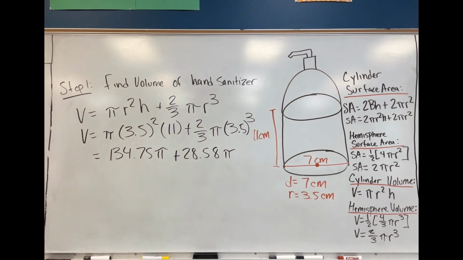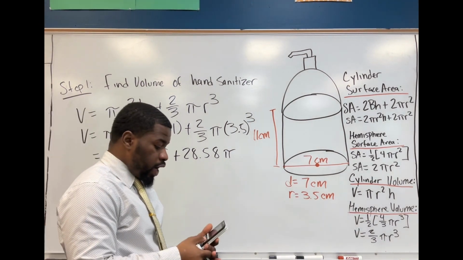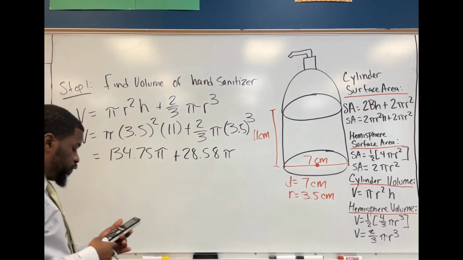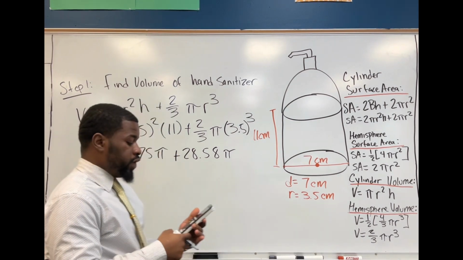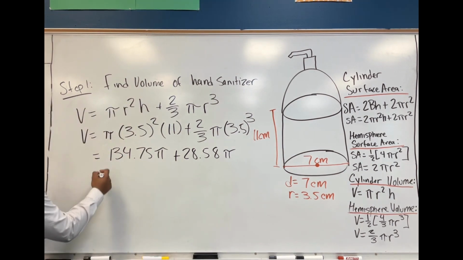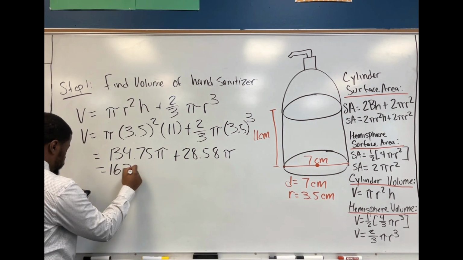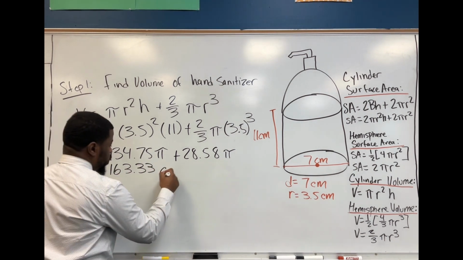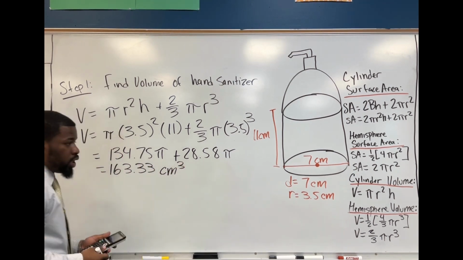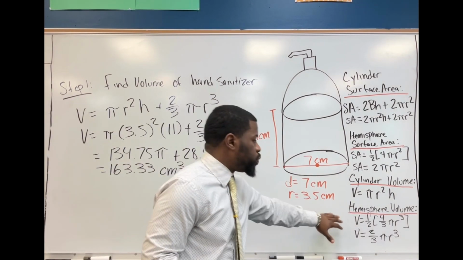So what you want to do here with this found information, you're going to combine the two together. So you're going to have 134.75 plus 28.58, which is going to give us 163.33 centimeters cubed. The reason why I say cubed is because we're dealing with volume.